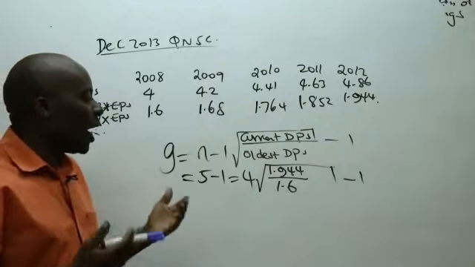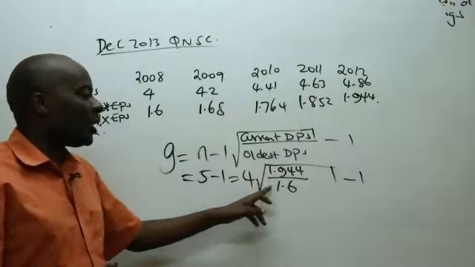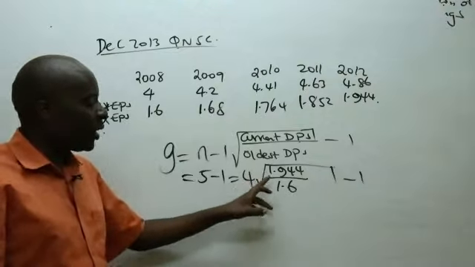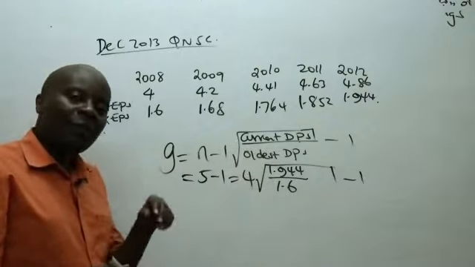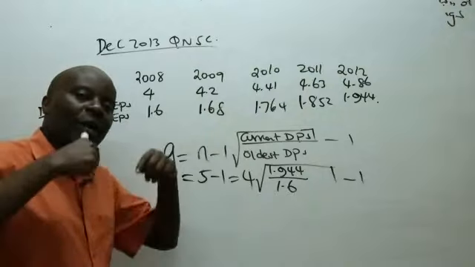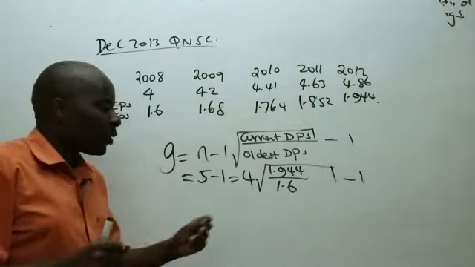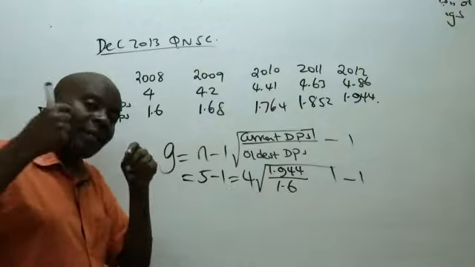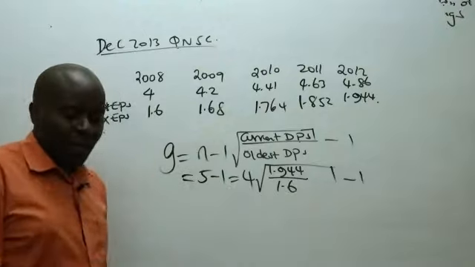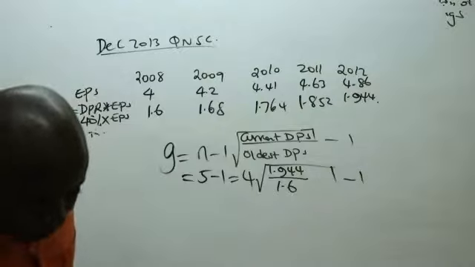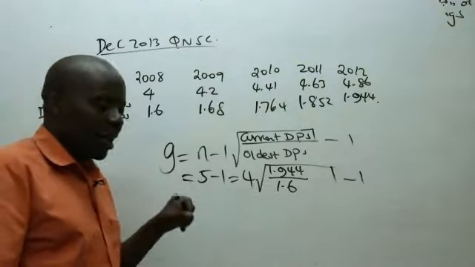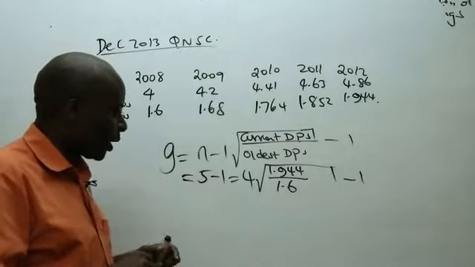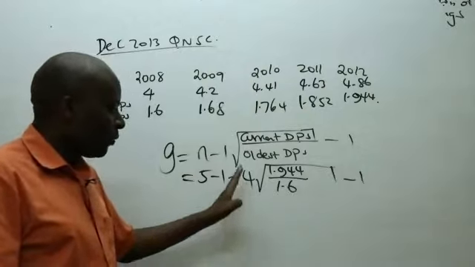So if I'm the one doing this, first of all, I'll get this quotient. I will punch in 1.944 divided by 1.6. And then whatever I get, I will straight away find its fourth root. Please find the fourth root of this quotient. I want to see whether there is anybody who will be able to get this correctly.